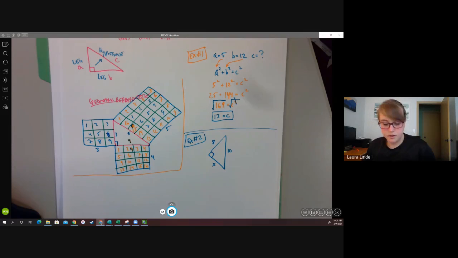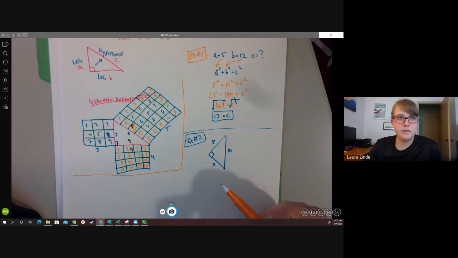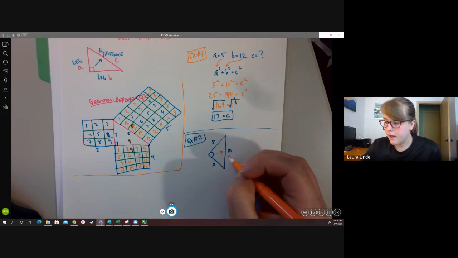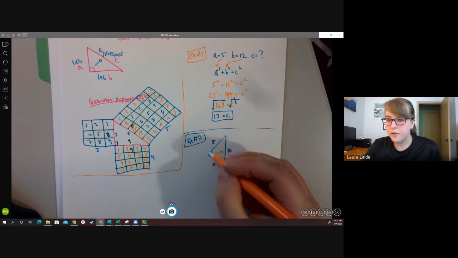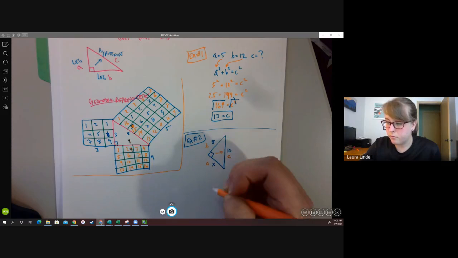All right. So looking at this one, what I would do first is label my sides as A, B, and C. The most important one is C, making sure that you get C correct. So between 8, X, and 10, which one's going to be C? Which one's going to be the hypotenuse? Yeah, Ashton, 10. Because it's across from the right angle, it's the longest side. That one's going to be C. And then between these other two, it does not really matter which one is A and which one is B. So I'll call this one A and this one B.